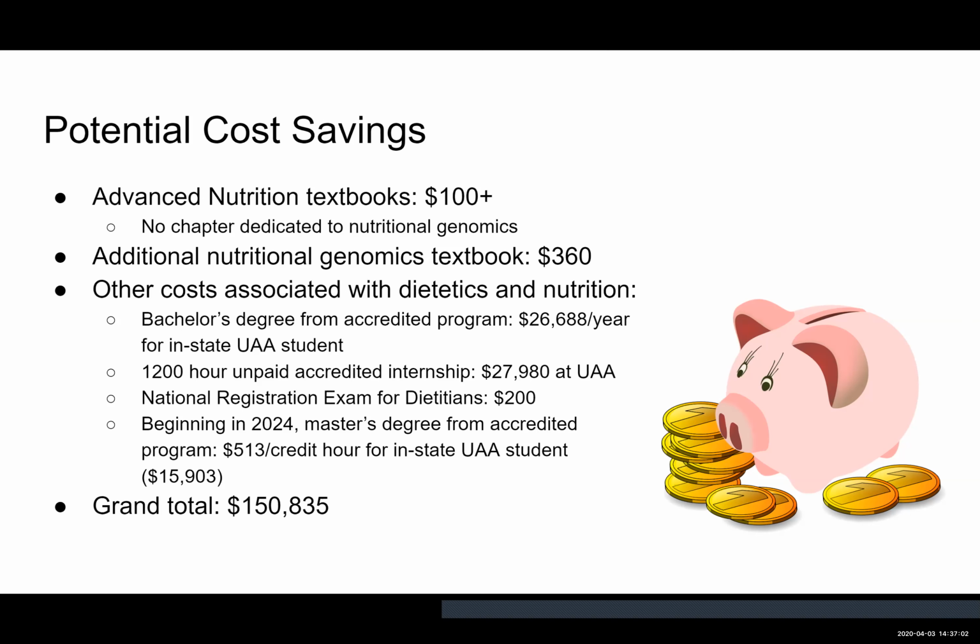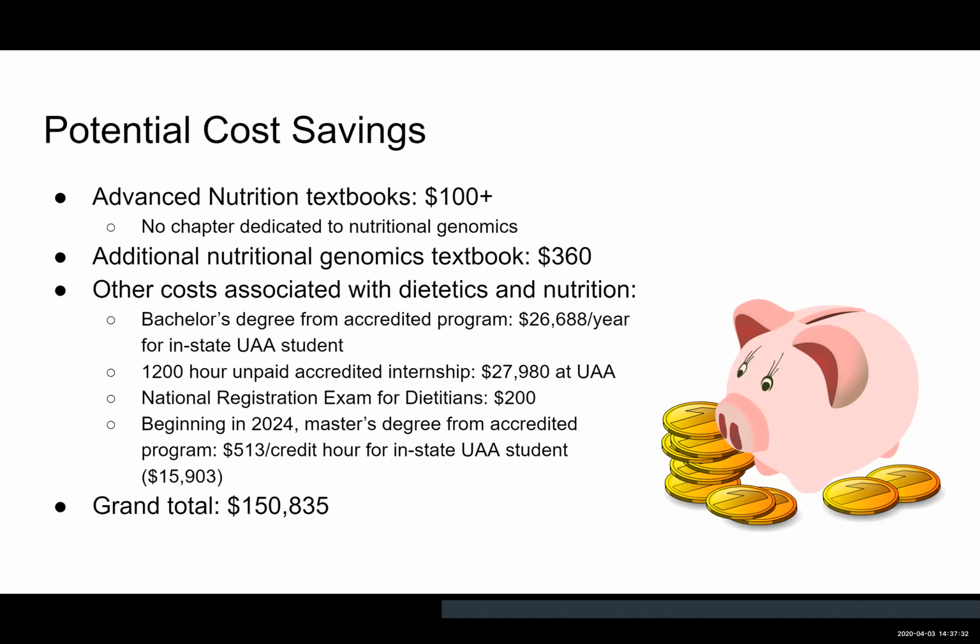So that's expensive. Some other costs associated with this: our bachelor's degree program at UAA is about $27,000 per year for an in-state student. Dietetic students then have to complete a 1,200-hour unpaid accredited internship, and at UAA this comes to about $28,000. They then sit for a national registration exam for dietitians. That's $200. Hopefully they pass on the first time. If they don't, they have to take it again and pay again.